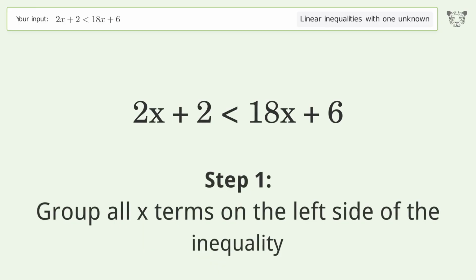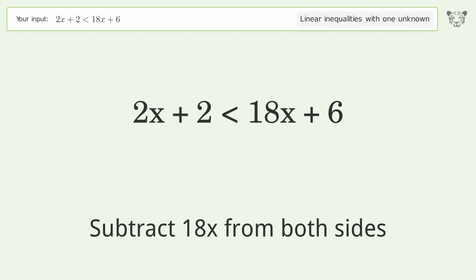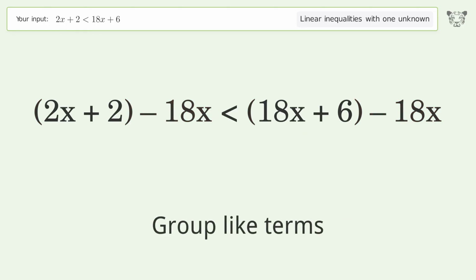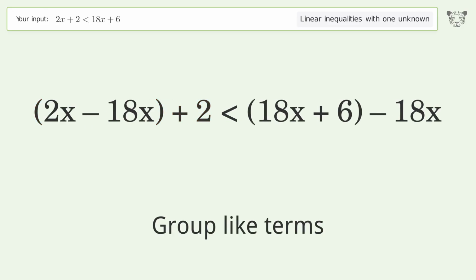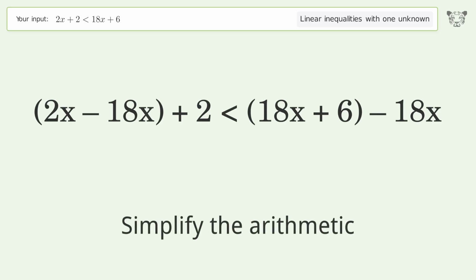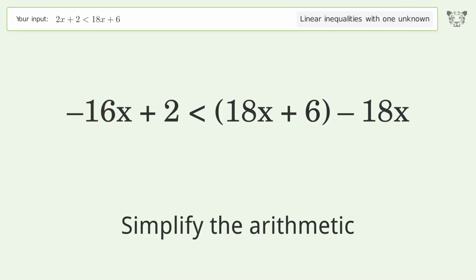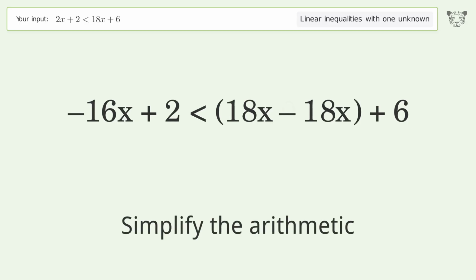Group all x terms on the left side of the inequality. Subtract 18x from both sides. Group like terms. Simplify the arithmetic. Group like terms. Simplify the arithmetic.